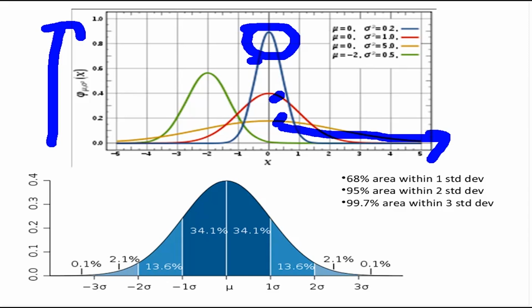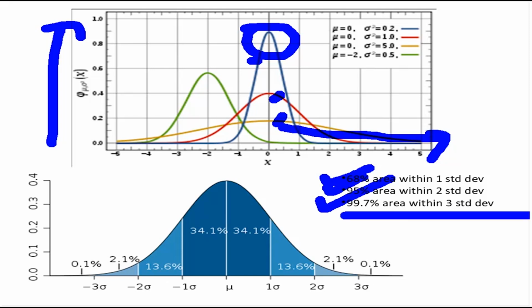Now, one more interesting statistic is that if you take the area around the mean value, 68% of the area under the curve is within 1 standard deviation, 95% of the area is within 2 standard deviations, and 99.7% of the area is within 3 standard deviations. This is the fact.